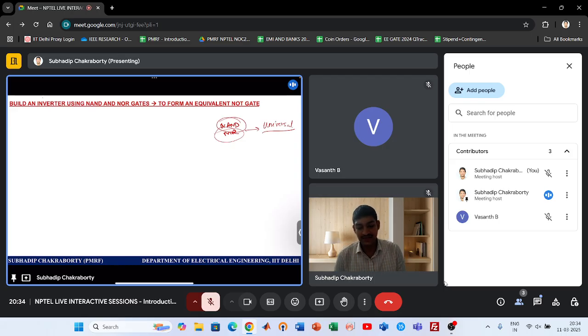So that is the exercise that is given to you: to build an inverter using NAND and NOR gates. Any idea? I have two inputs and I want the inverted output. How can I do that? Or say I have one input and I want A bar. How can I use NAND and NOR gates as an inverter to get A bar? Any idea? So here you have to use AND gates or OR gates. Any idea?